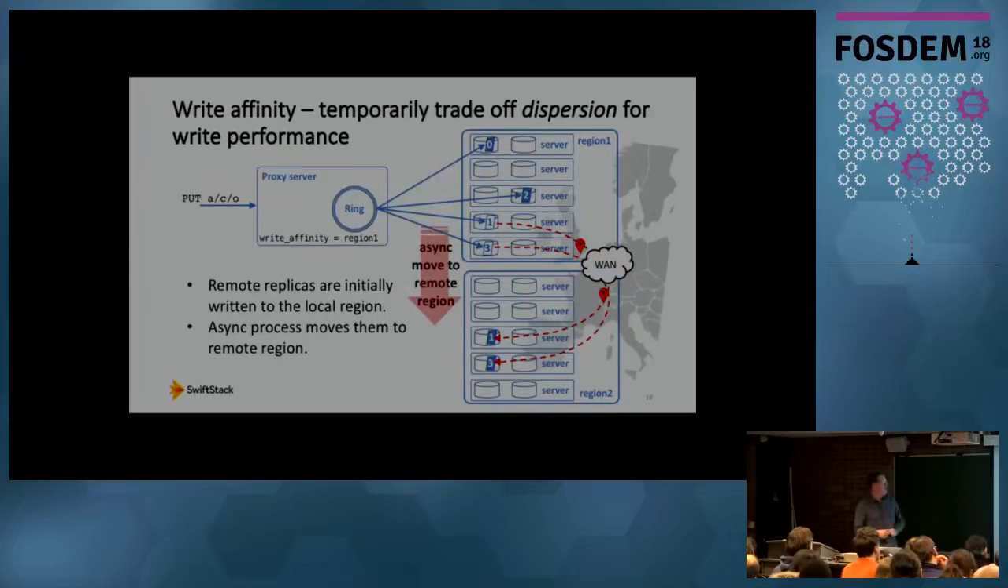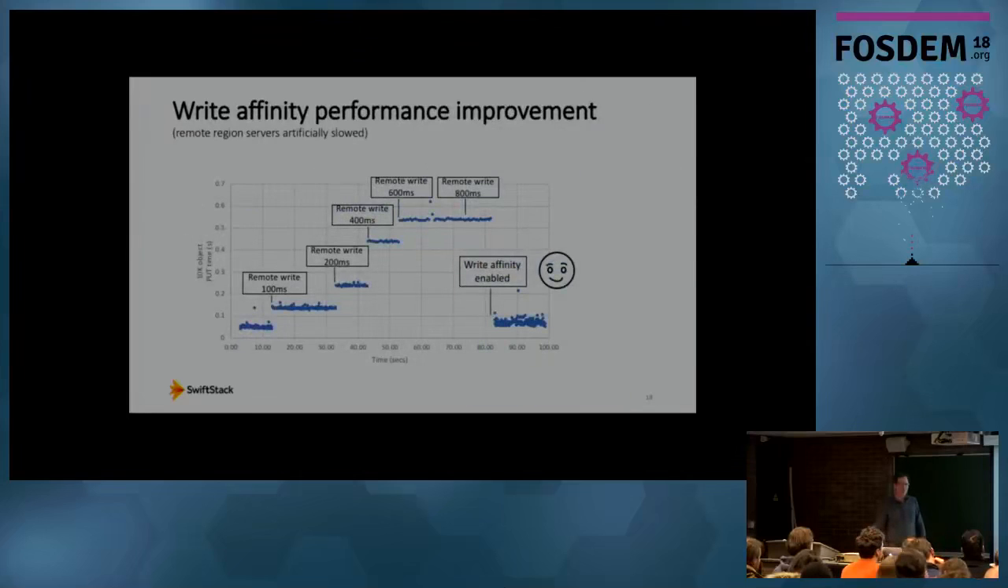So this write affinity mode is another trade-off, and it's temporarily trading off the dispersion of our objects for increased write performance. Clearly there's a window of time here where if our first region was to become unavailable, we would have no copy of the object in the second region. But it's a trade-off that we can use to improve performance. And as you'd expect, I wouldn't be telling you about this if it didn't work. So at the end of this graph, you can see I enabled write affinity in my test cluster, and immediately the overall put request completion time has dropped back down towards our baseline. So this is great.